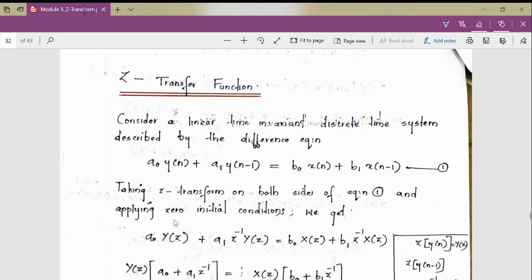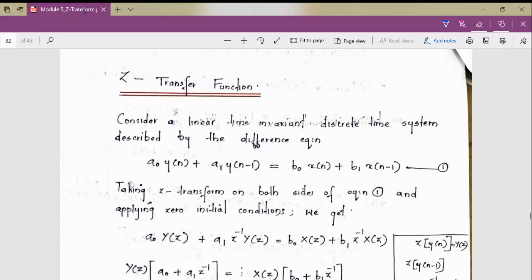Hi students, in this session we are going to discuss the Z transfer function. In the Laplace transform modules we also discussed transfer functions. Here we are considering the transfer function in the case of the Z transform, that is, here we are dealing with discrete time signals. So consider a linear time invariant system.